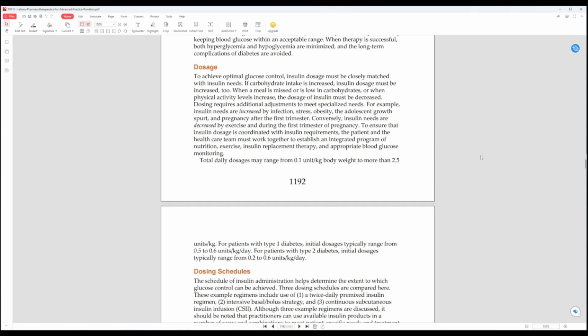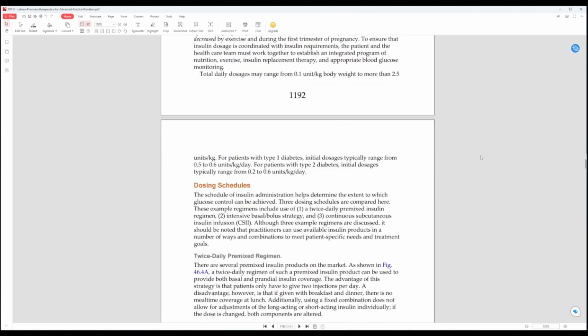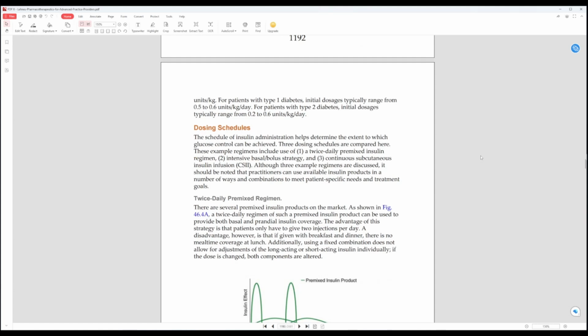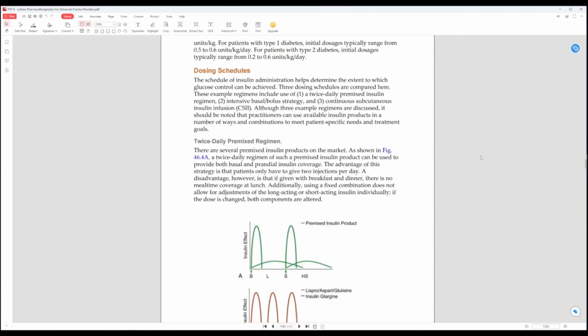Total daily dosages may range from 0.1 units per kilogram body weight to more than 2.5 units per kilogram. For patients with type 1 diabetes, the initial dosage ranges from 0.5 to 0.6 units per kilo per day. For patients with type 2 diabetes, initial dosage typically ranges from 0.2 to 0.6 units per kilo per day.